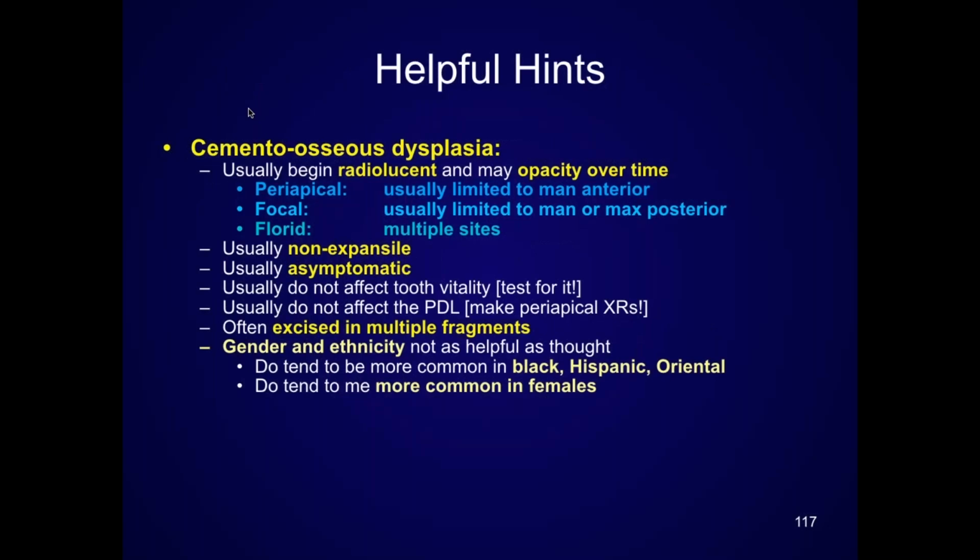So what you should do for all these cases is vitality test the teeth, and then it's a combination of symptomatology or lack thereof, and then also what's the surgical situation like. So cemento-osseous dysplasias, that's the gritty hemorrhagic ones that are described in most studies. The gender and ethnicity may not be as important as you think.